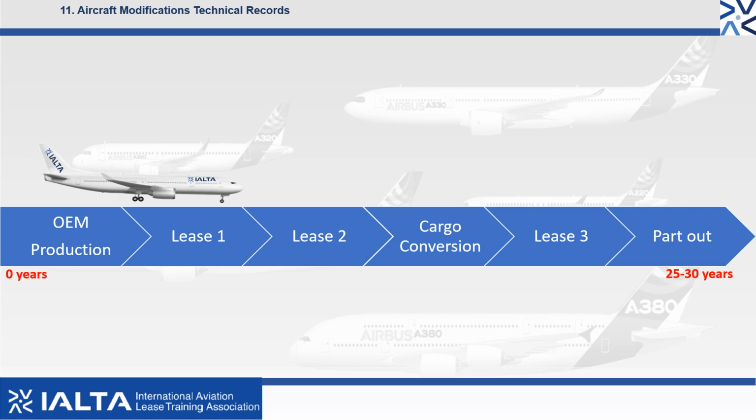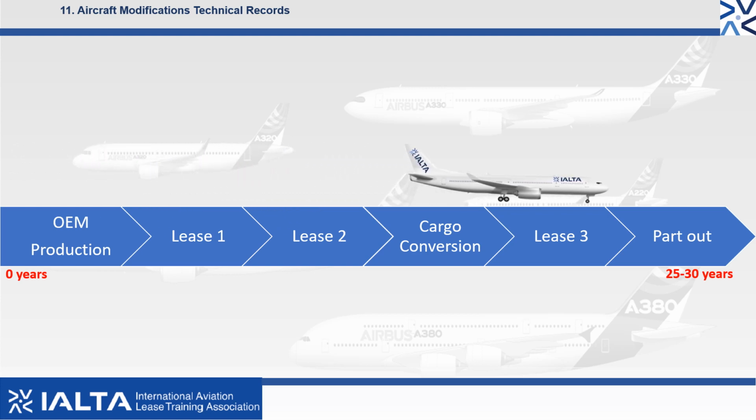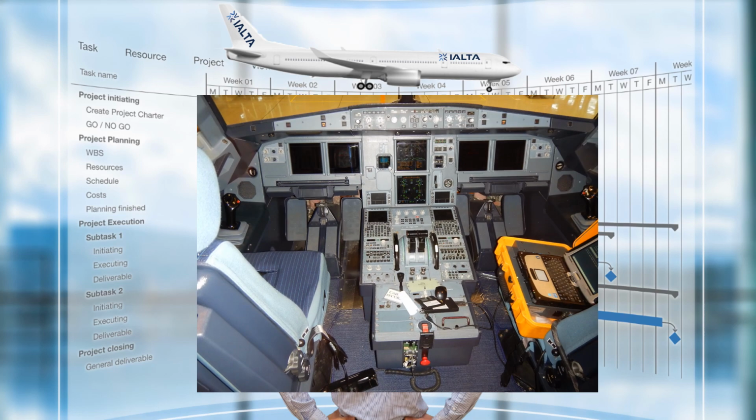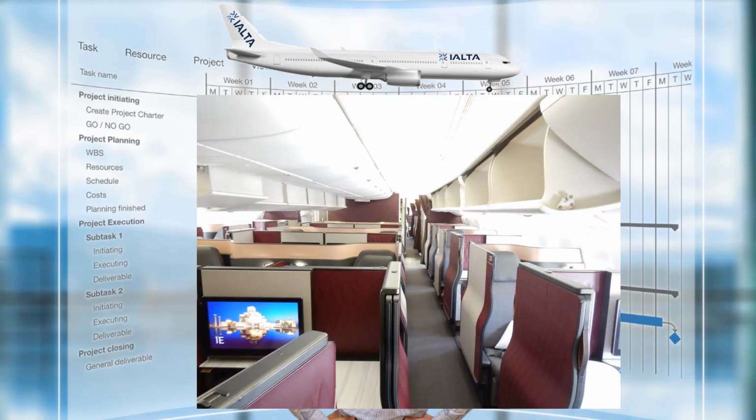Over the life cycle of the aircraft, it will have many modifications performed on it. The aircraft's planning and engineering departments will issue modifications for a variety of reasons, such as to optimize aircraft efficiency, to modify the cabin so that it is similar to the rest of the aircraft in the fleet, or simply modify the aircraft to include Wi-Fi so as to attract passengers to fly with them.